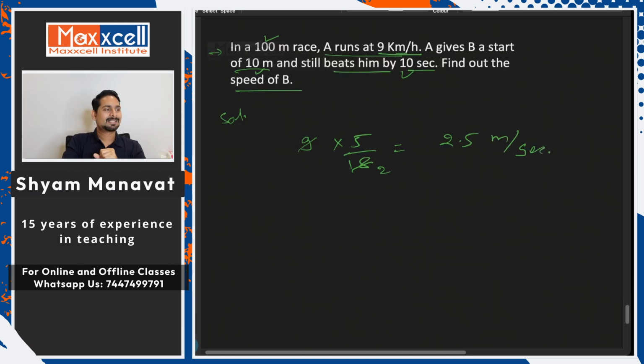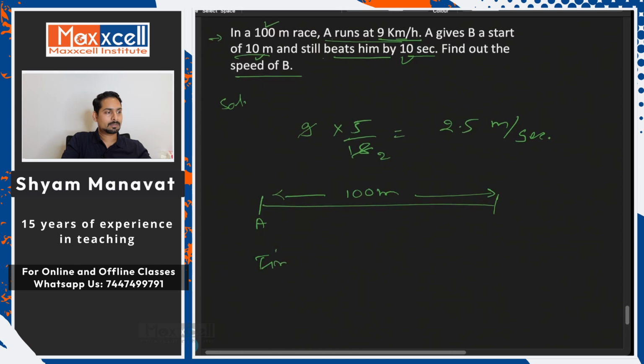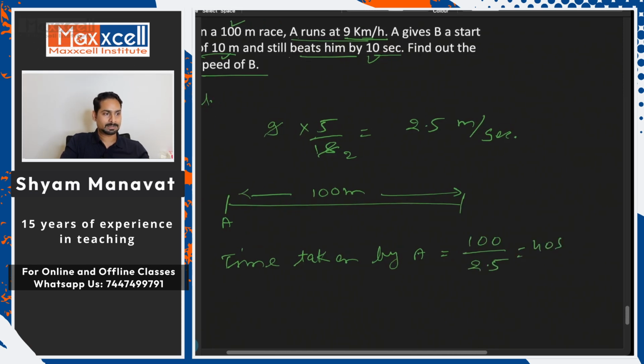Okay, now the question said A gives B a start of 10 meters, still beats him by 10 seconds. So whatever is the case, A is going to cover the entire 100 meters, right? Entire 100 meters, correct? So let's calculate the time taken by A. That is going to be distance, which is 100 meters, by speed 2.5. That will get you 40 seconds.